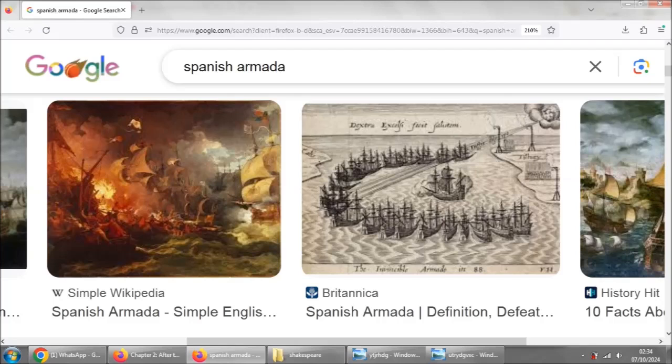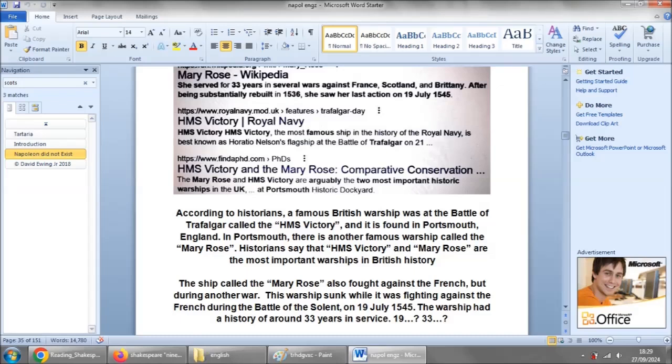If you look at the numbers again, read the last paragraph again and pay attention to the numbers. The ship called the Mary Rose also fought against the French, but during another war. This warship sunk while it was fighting against the French during the Battle of the Solent on 19th July 1545. The warship had a history of around 33 years in service. Sure. 1933, the numbers 19 and 33. So there is a relationship between these numbers.